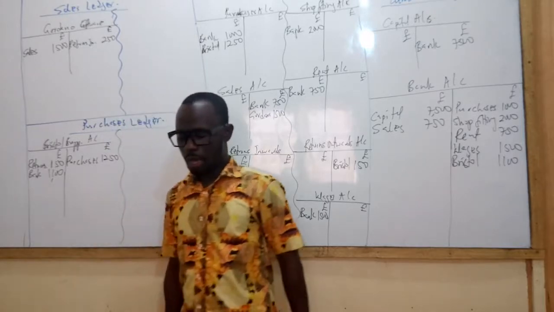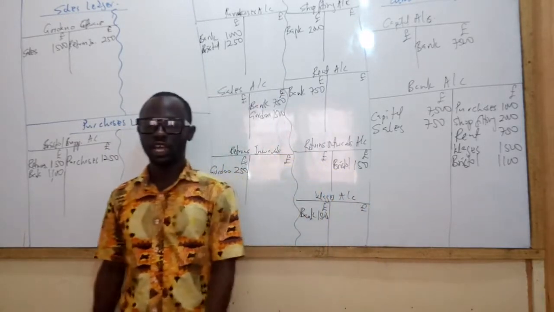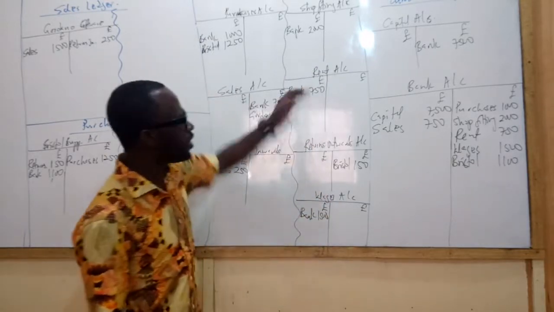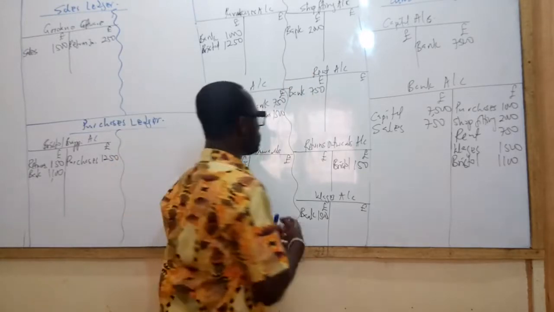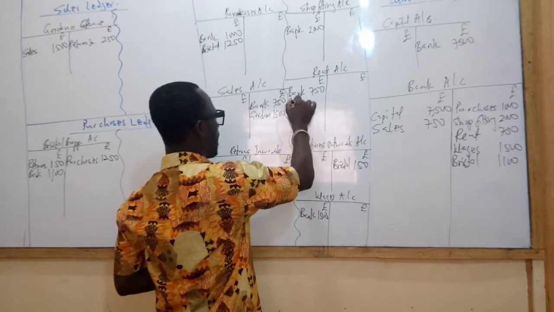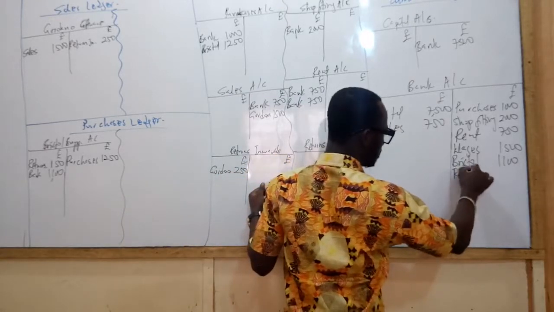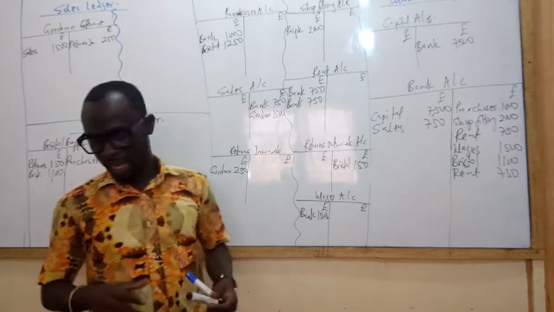24th, paid rent 750 by check. We already have a rent account here, and we are making another payment, so we just repeat that. So bank 750, rent 750. Next one.